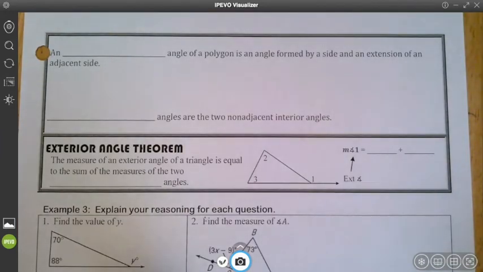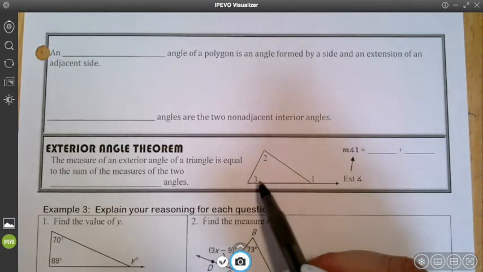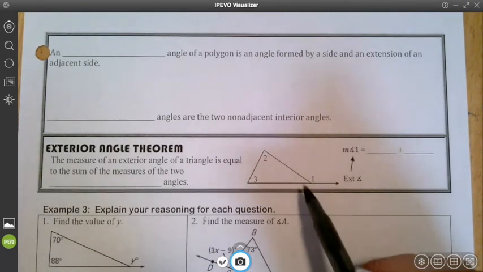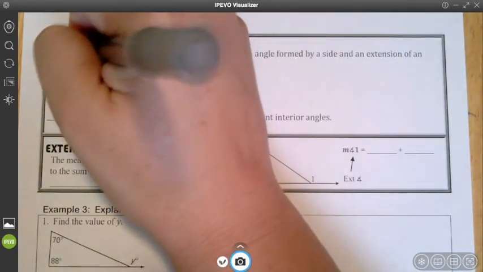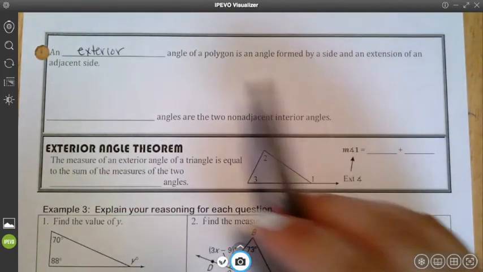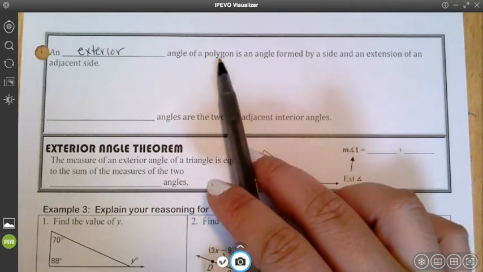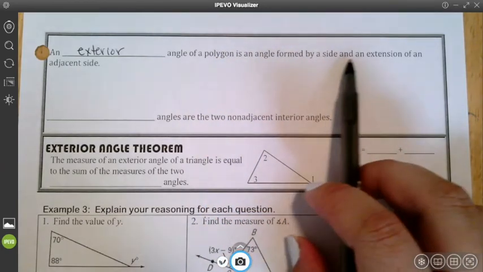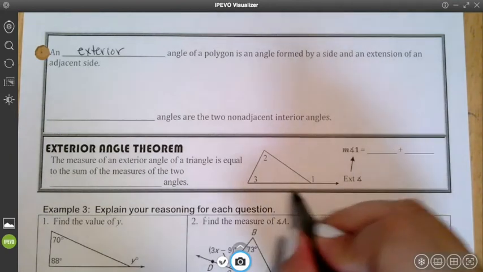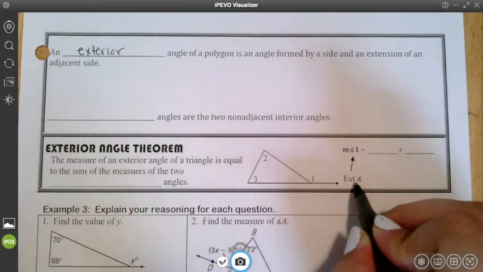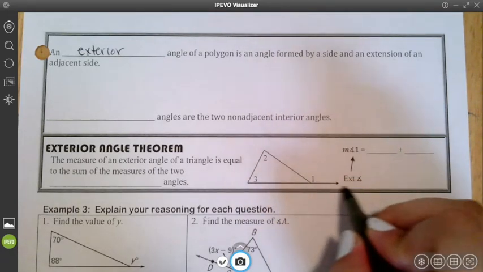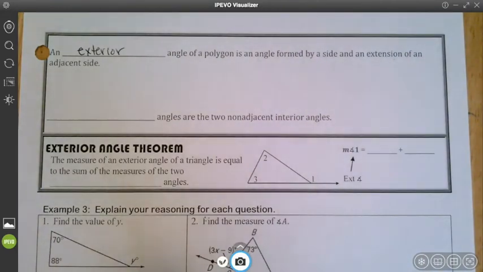Okay, our last property for this section about angles is that if I have a triangle, then we have this angle that we can make on the outside of the triangle. And the angle on the outside of the triangle is called an exterior angle. So an exterior angle of any polygon, so that's a triangle or a quadrilateral or any number of sides, is an angle formed by a side and an extension of an adjacent side. So what does that mean? It means I took one of the sides and I kept going, and the angle that's formed between the polygon and that extension is the exterior angle.